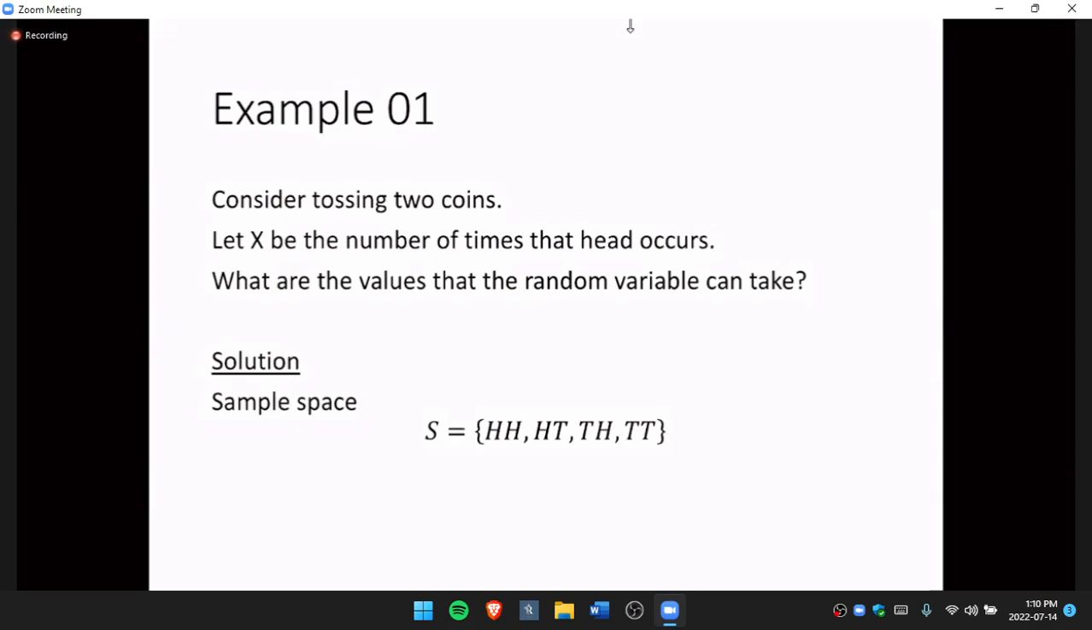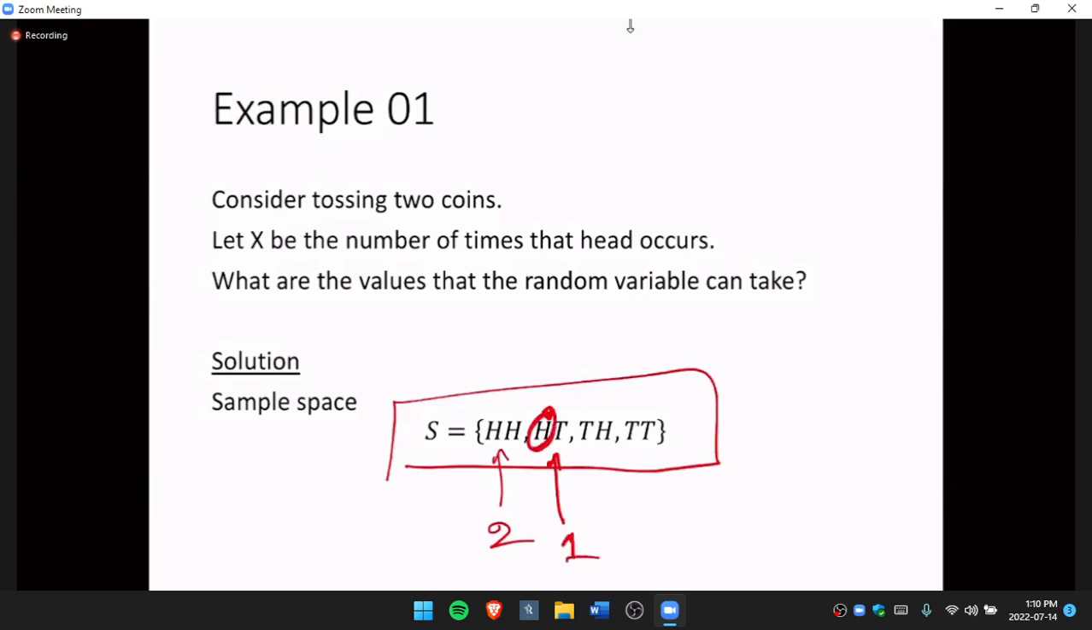So far, this is the original sample space. Now, if you consider this single element, HH, there are two heads. Therefore, the value of the random variable is 2 for the first element. For the second element, what is the value of the random variable? There is only one head, no? Therefore, the random variable is 1, because we defined the variable as the number of times that head occurs, no? Okay?